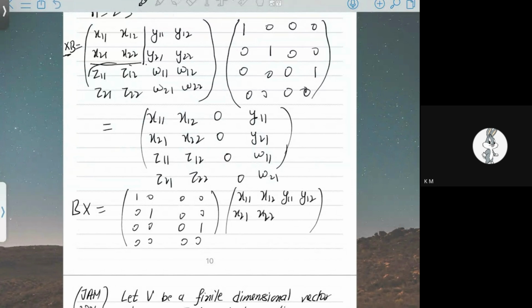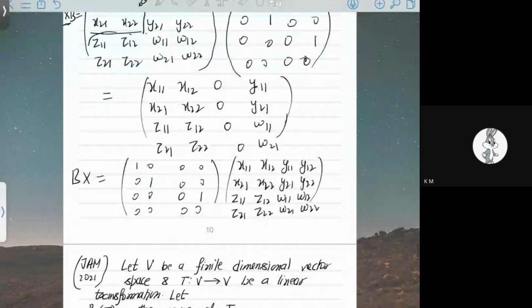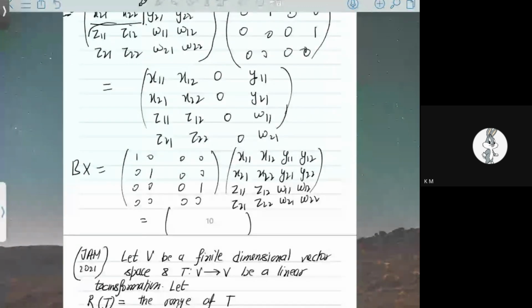This is just a notation. Don't be afraid of this. Block matrices are nothing but a way of writing big matrices. Z1, Z2, then W21, W22. So after solving this, we get, I'll write it here in small.